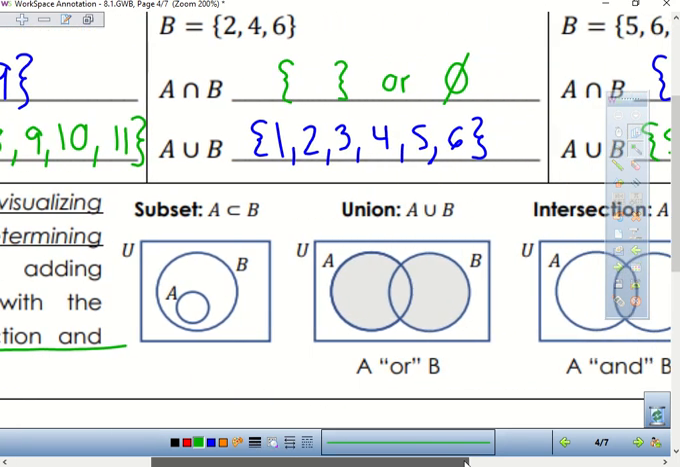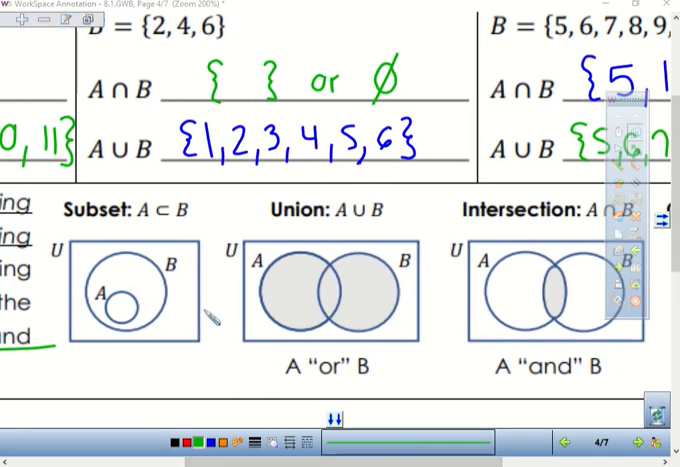So let's talk about how we deal with these. Typically you're going to see these in a box. And this box is just the universal set. It's the elements that are in both sets, and it just kind of encapsulates it.